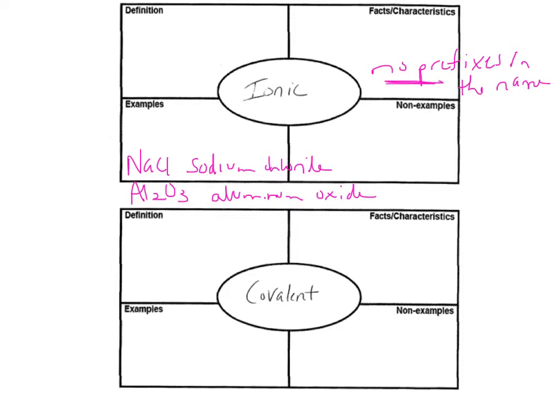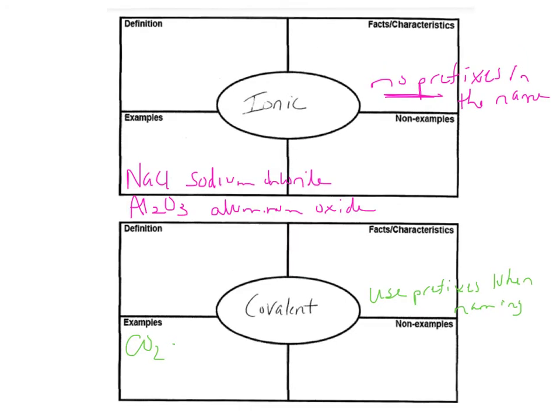For the covalent, you're going to use prefixes in the name. And again, if you need to pause the video to catch up on the writing, you can do that at any time. So CO2 would be carbon dioxide.